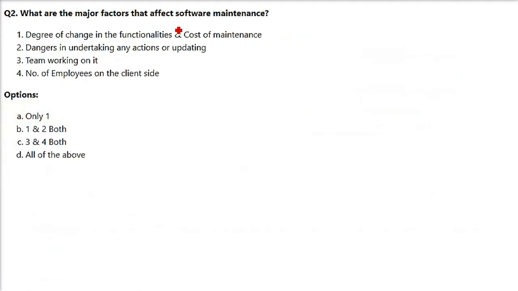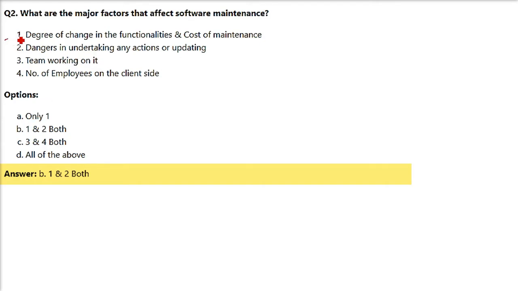What are the major factors that affect software maintenance? So let us see what all these are. Let me tell you the answer first. The answer is B. B means 1 and 2 both. The degree of change in the functionality and cost of maintenance. This is one of the major factors. And dangers in undertaking any actions or updating.